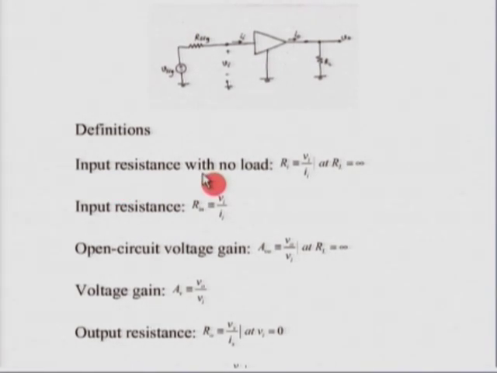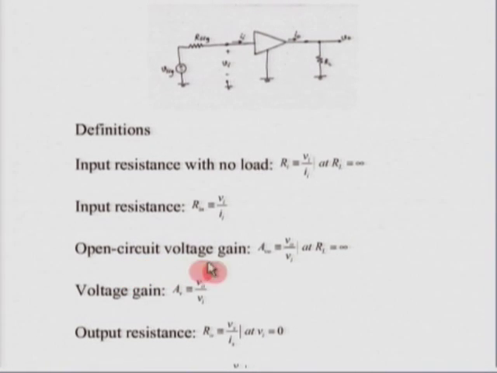Input resistance with no load is defined as V_i by I_i, that is, for R_L equal to infinity. Now, input resistance R_in is defined as V_i by I_i with R_L in place. We'll come to this in a minute. You might remember when we modeled the voltage amplifier, we had an open circuit voltage called A_vo.